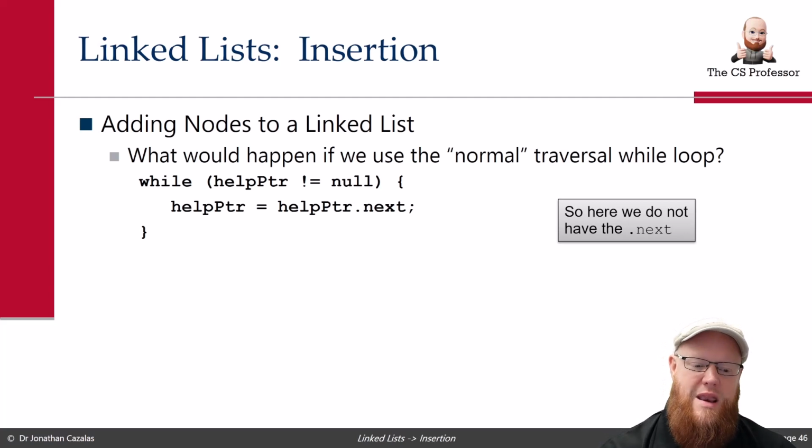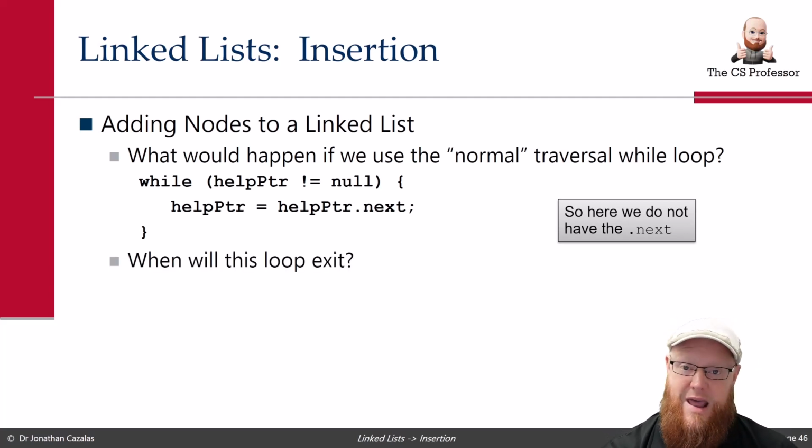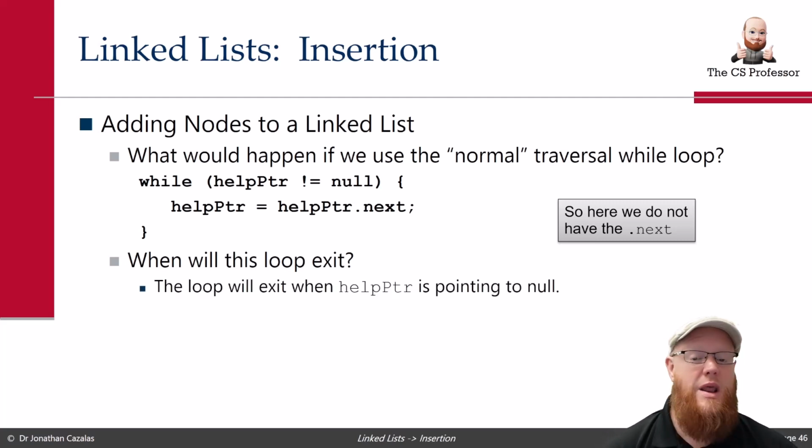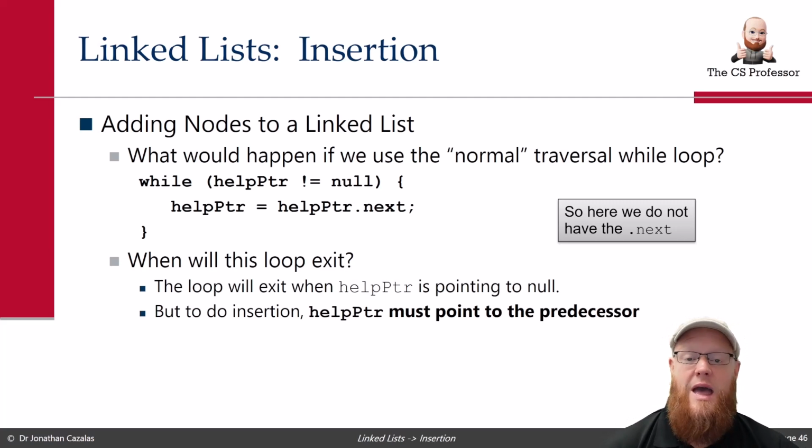So why do we not have this dot next on that example, and why do we need it now for insertion? When does this loop exit? The loop exits when help pointer is pointing to nothing. Help pointer has moved off of the list. But in order to do insertion, we actually need help pointer to stop at the predecessor.